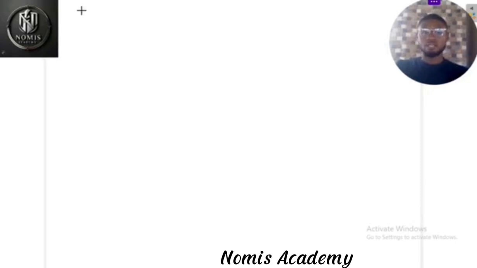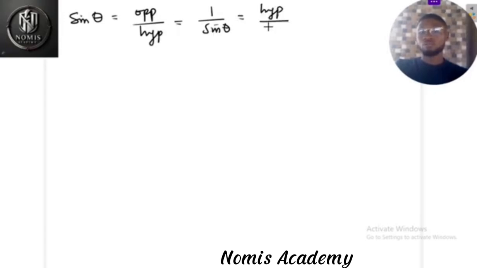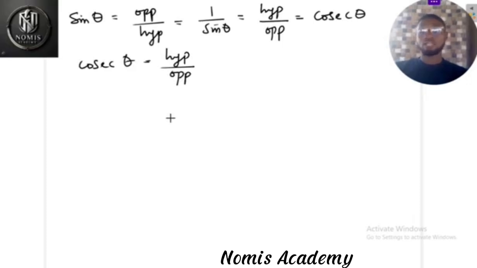Sine theta is equal to opposite all over hypotenuse. So the inverse, 1 all over sine, means the numerator comes down and the denominator goes up, so it becomes hypotenuse all over opposite. The inverse here is known as cosec theta. So cosec theta is equal to hypotenuse all over opposite. That is, the inverse of sin theta is cosec theta.